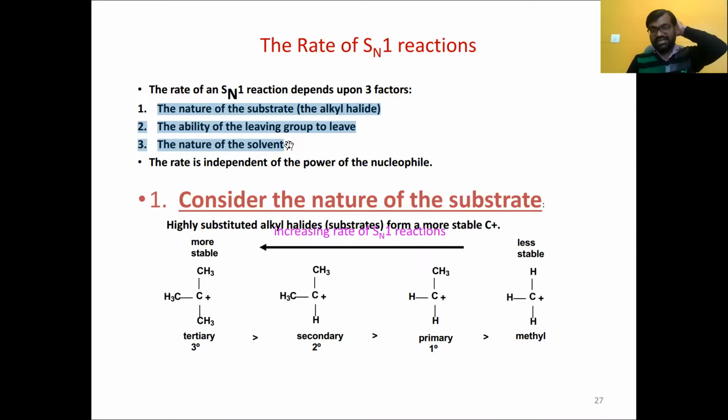meaning the nature of the reaction medium, the vehicle in which the reaction can be carried out. Basically, these are the factors which can affect the rate of the reaction. So let us learn these factors. But here you can see this rate of the reaction is totally independent from the concentration of nucleophile. The nature of nucleophile is totally independent from this.